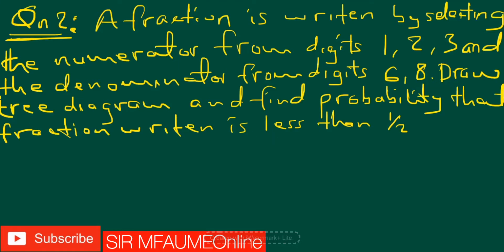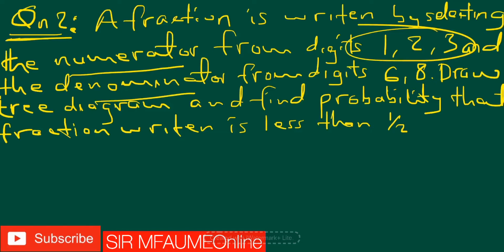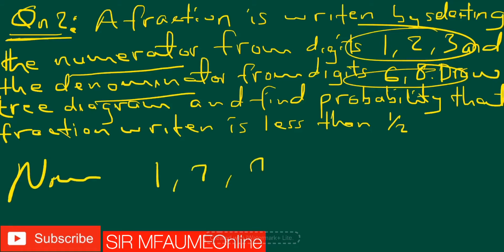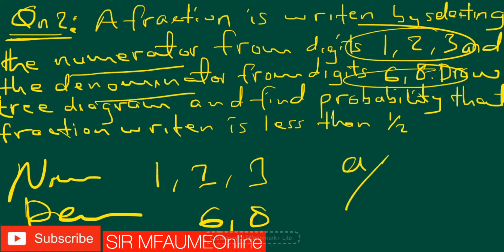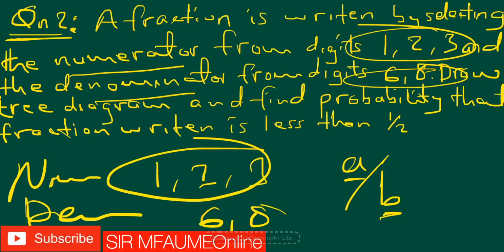So this fraction is written by taking the numerator from this digit 1, 2, 3, and the denominator from this digit. What does it mean? That means the numerator digit consists of the following: 1, 2, 3. This is the numerator, and the denominator digit consists of 6 and 8. But we know a fraction is always written in the form of numerator over denominator. So we're supposed to start with the numerator first, then the denominator. That means we present the numerator first, then we follow with the denominator.